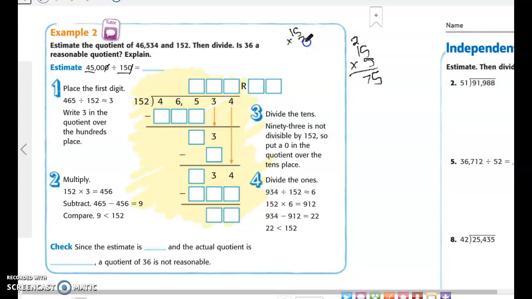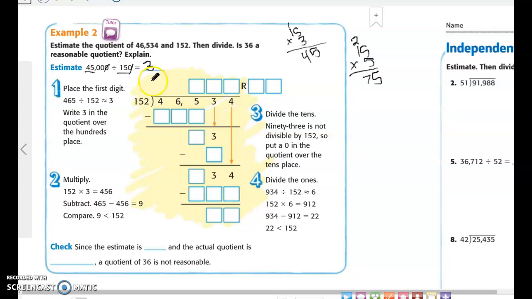15 times 3. Okay. Can you guys help me with this? We're multiplying right now. So 5 times 3 is 15. Good. And 3 times 1? 3. Plus one more? 4. 45. Hey, look, does that work? Yeah. Let's put my 3.